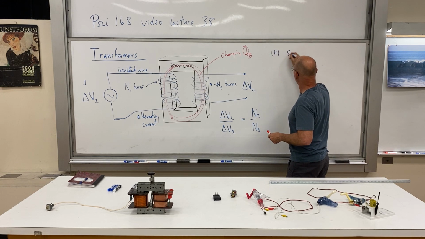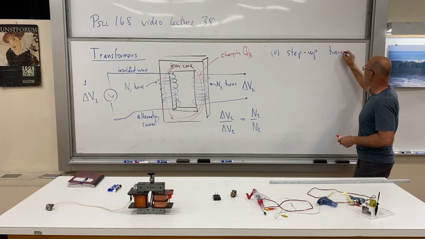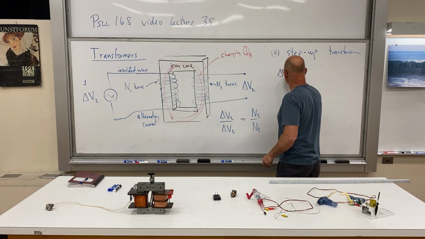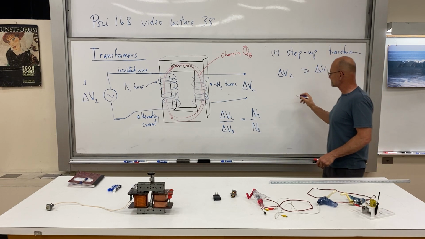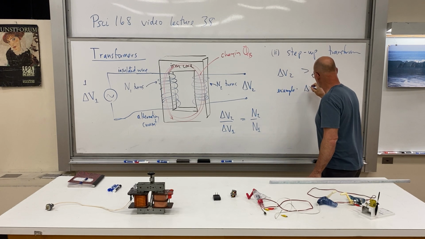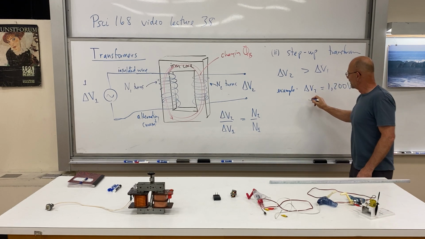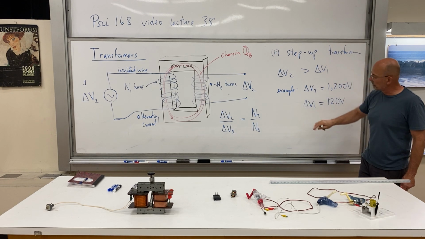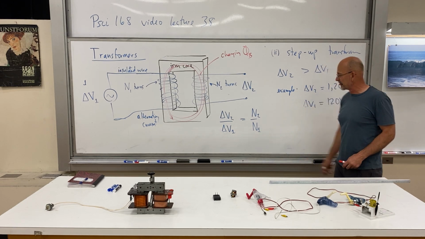Second point here, step up transformer. And that is delta V2 is greater than delta V1. Example, if delta V2 is to be 1,200 volts, start with 120 volts. You're just going to reverse this ratio. You're going to have 10 to 1 instead of 1 to 10.